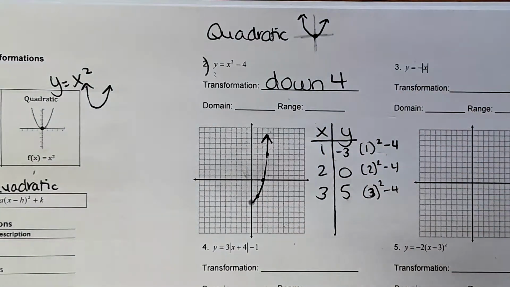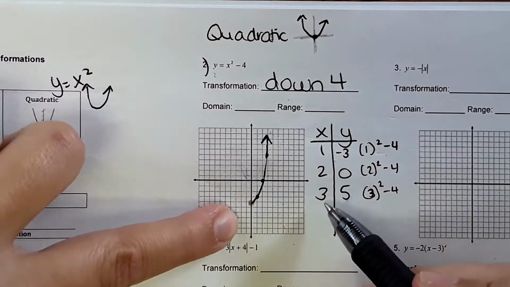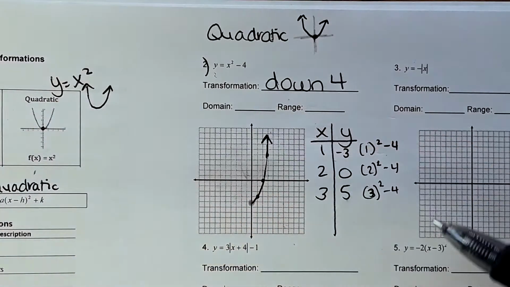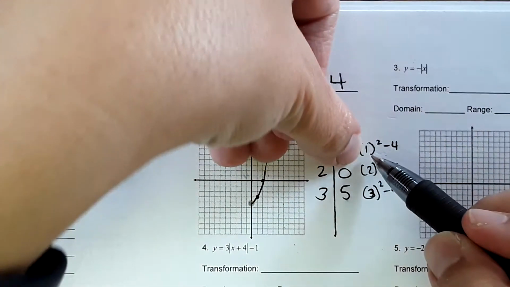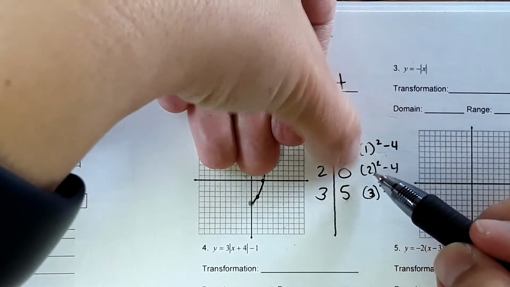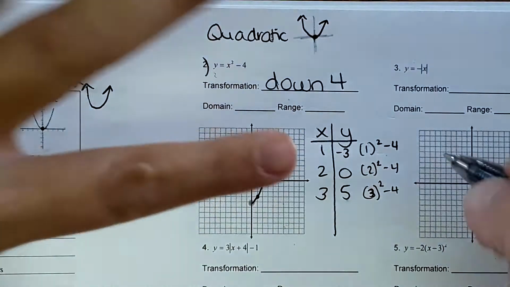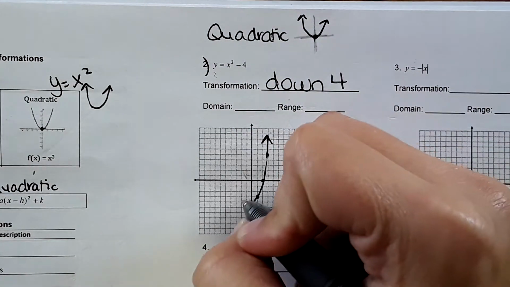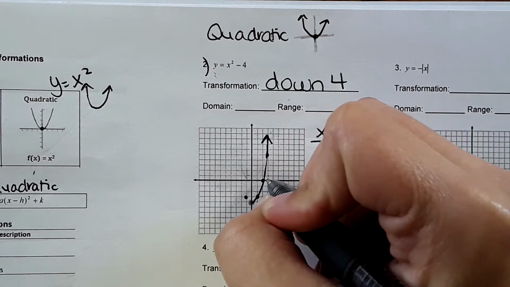There. I could list out negative 1, negative 2, and negative 3 to get the points over here. But honestly, when you plug in a negative 1 here, negative 1 times negative 1 is going to be positive. Negative 2 times negative 2 is going to be positive. So it actually ends up being the same points on the other side. You can just reflect these points over.